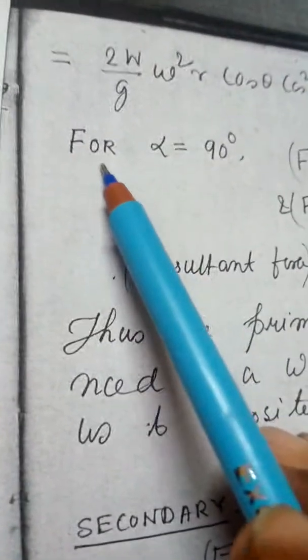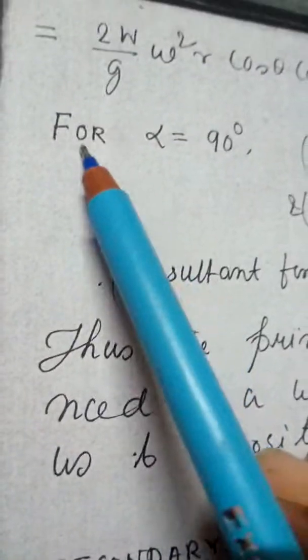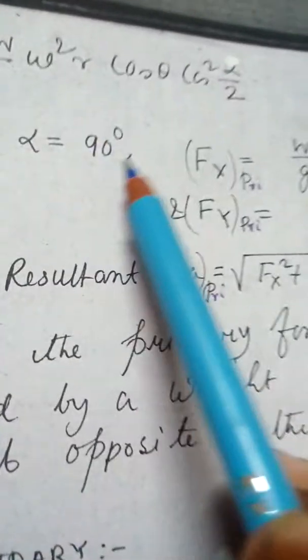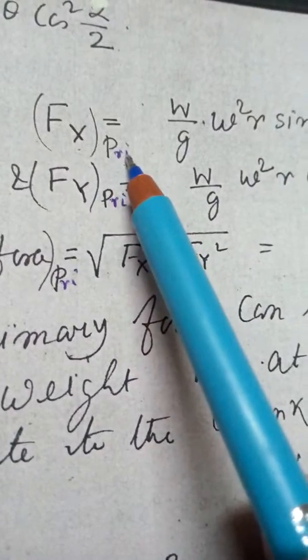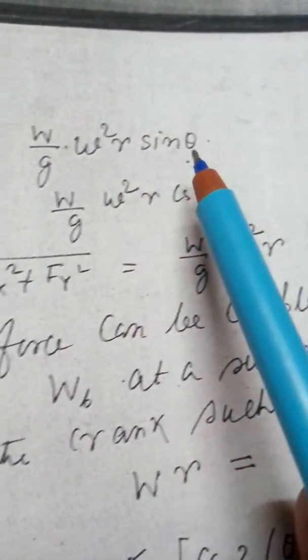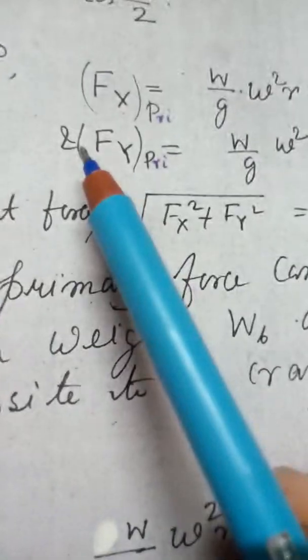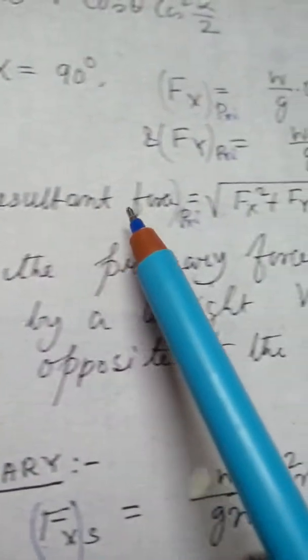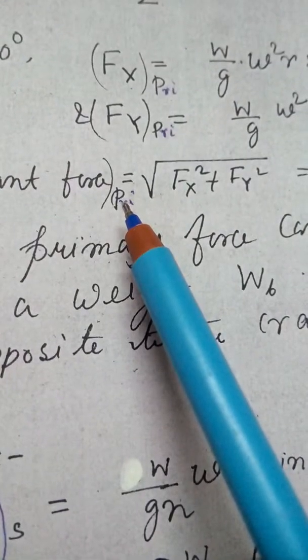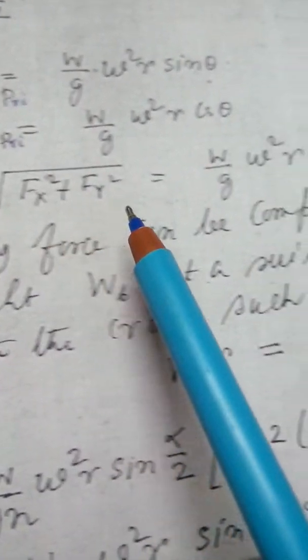Now, if the V engine has α equal to 90 degrees, in general it may be any angle, but practically this is 90 degrees. Fx in the x direction, primary forces: W/g ω² sin θ for 90 degrees, and Fy is equal to W/g ω² cos θ. So this is the resultant primary force for α equal to 90 degrees.